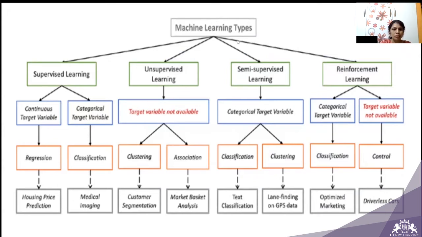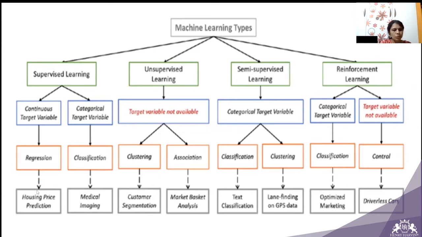When we say machine learning types, it is basically divided into four: supervised, unsupervised, semi-supervised, and reinforcement learning. Most of the time we will be focusing on supervised and unsupervised learning only. In supervised learning, there is a continuous target variable or a categorical target variable. Target variable means nothing but output. If the target variable is categorical data, then it is classification. If it is continuous, then it is regression.